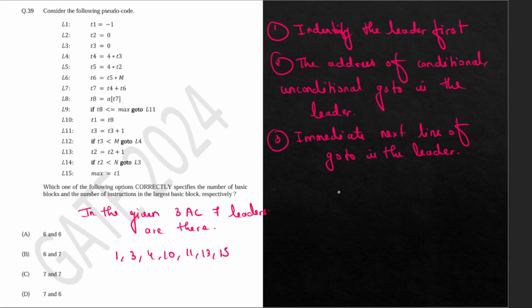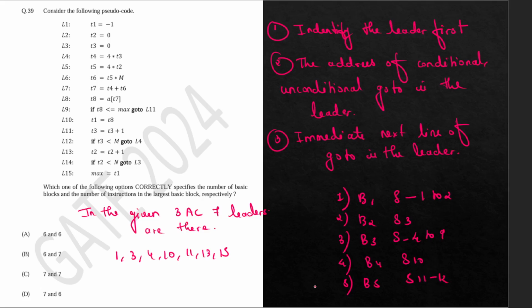The first one is B1, which is from statement 1 to 2. Second is B2, which is of statement 3. Third is B3, which is of statement 4 to 9. Fourth is B4, which is of statement 10. Fifth is B5, which is of statement 11 to 12. Sixth is B6, which is of statement 13 to 14. And seventh, B7, which is of statement 15.